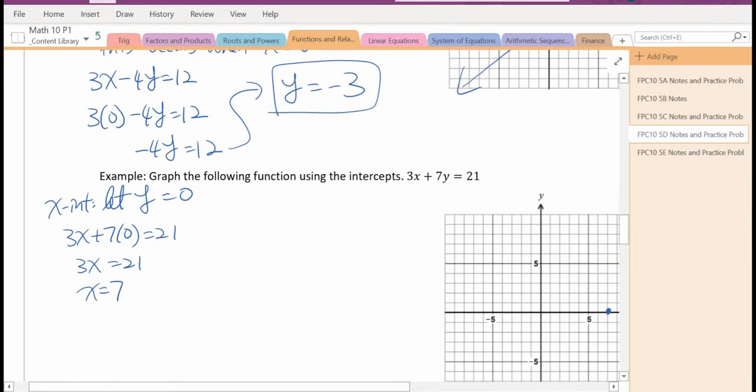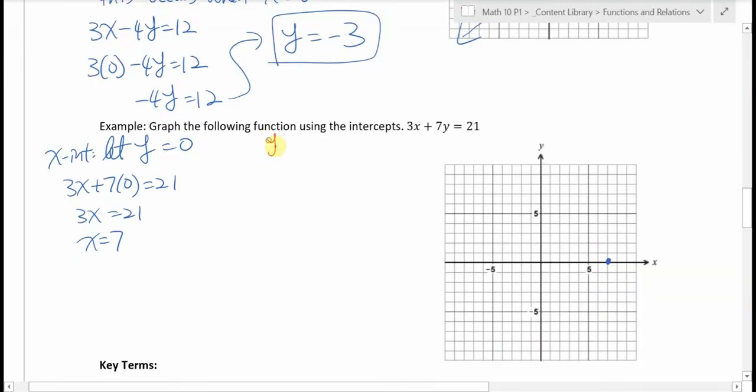And then to find y-intercept, you let x equals 0. So then you go 3 times 0 plus 7y equals 21. 3 times 0 is 0, and we then end up with 7y equals 21. Divide both sides by 7, you get y equals 3. And there is my y-intercept.